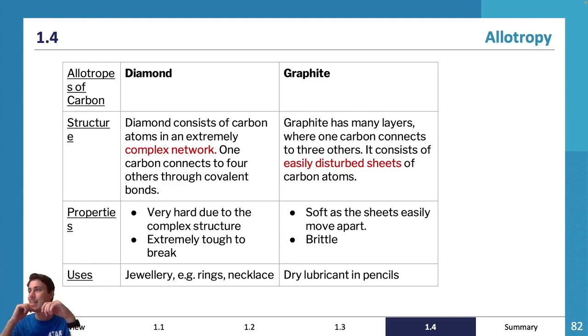Graphite, on the other hand, is still strong, but it's brittle. So if I smash a piece of graphite, it'll explode. Whereas if I smash a diamond, nothing's going to happen. As you can see here, graphite has many layers where the carbons connect to three others. It consists of evenly distributed sheets. Essentially, the soft sheets move apart as you hit them, and they are brittle, so they break. Graphite is used in pencils, whereas diamonds obviously are in jewelry.